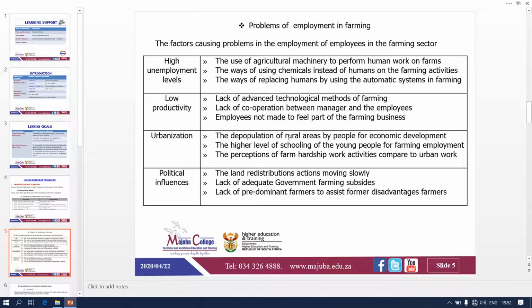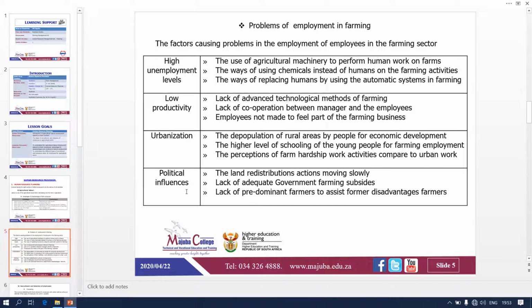Urbanization, the depopulation of rural areas as people move to urban areas. The high level of schooling of young people. The perceptions of farm hardship work activities compared to urban. Remember, these people are doing hard work, but when you want something very nice and comfortable, you go to urban areas. That is what we call urbanization. So people are leaving the farm, especially the young ones, who are well educated. Also, there is the perception that working on a farm is being a so-called slave.